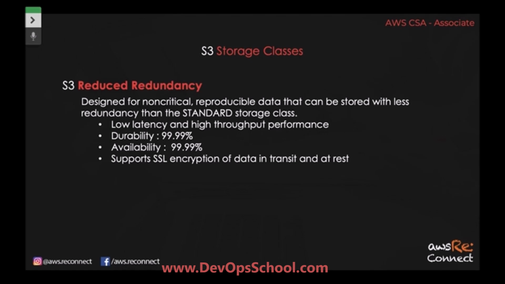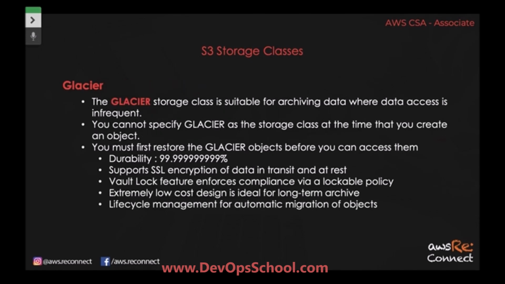Okay. Then we have Amazon S3 Glacier. The Glacier storage class is suitable for archiving data where data is accessed completely infrequently. You cannot specify Glacier as a storage class at the time that you create an object. So basically, Glacier is an archival storage. Archival means when you don't need your data for a long time, which is completely infrequent, or you have, for example, data like backups. Backups are accessed very infrequently. So for such kind of data, you can go for Amazon Glacier.